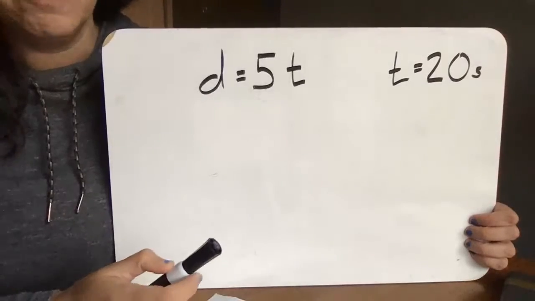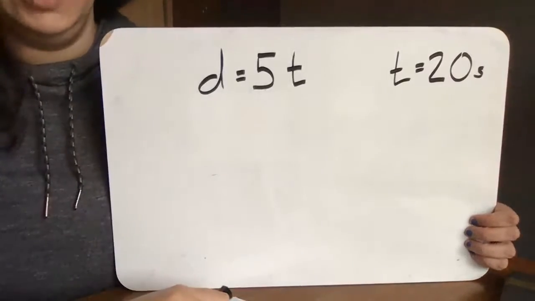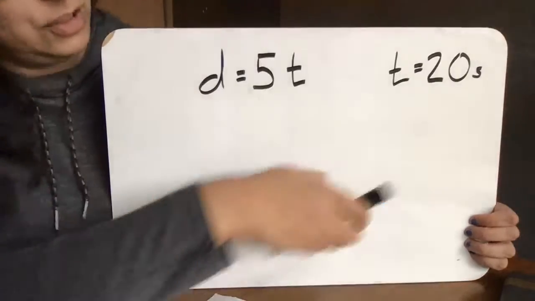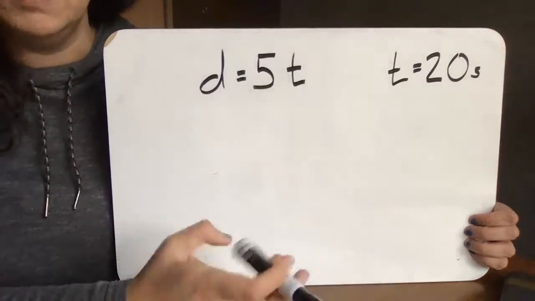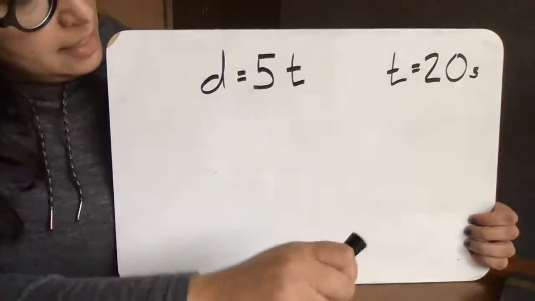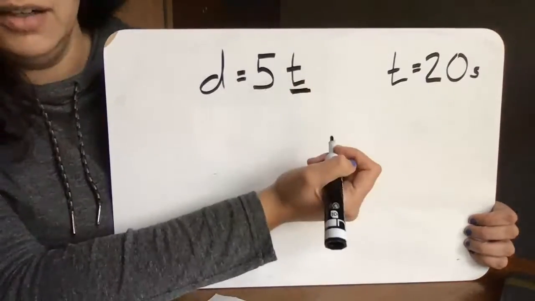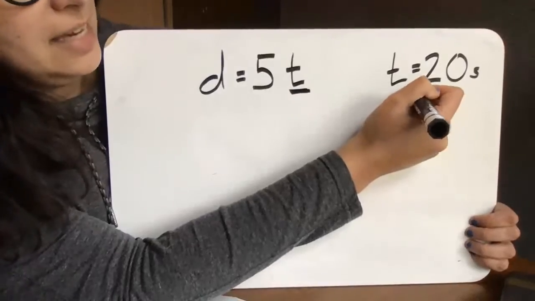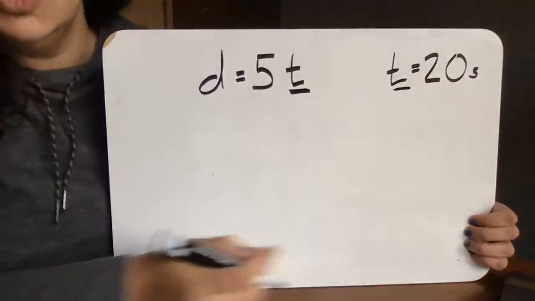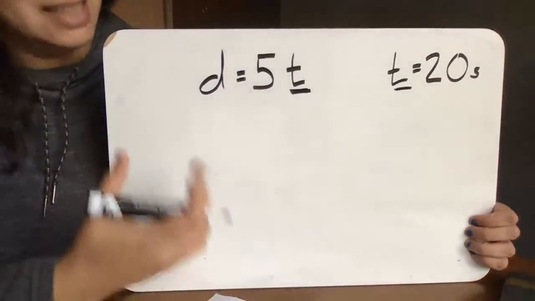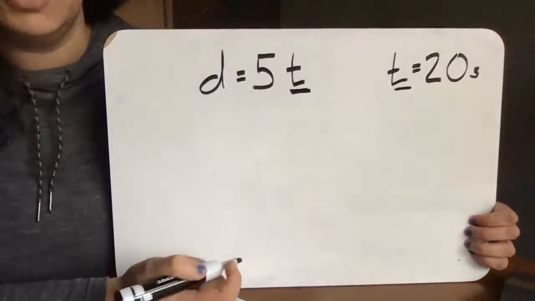So once I've made this equation, I'm going to take this information and plug it in. Notice that ultimately what I need is this time value right here. But in the problem, I've told you that time is equal to 20 seconds. That time is the same as 20 seconds for this problem.